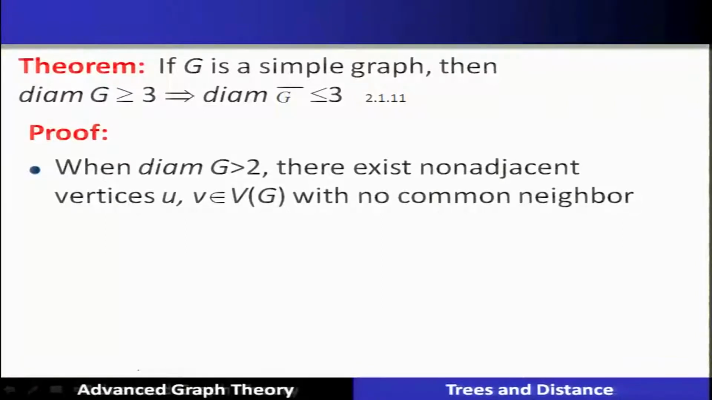Theorem: if G is a simple graph, then diameter of G at least 3 implies that the diameter of the complement of G is at most 3. Proof: when the diameter of G is more than 2, there exist non-adjacent vertices u and v with no common neighbor. Take this example: this is u, this is v. The diameter is greater than 2, so there will not be a common neighbor.